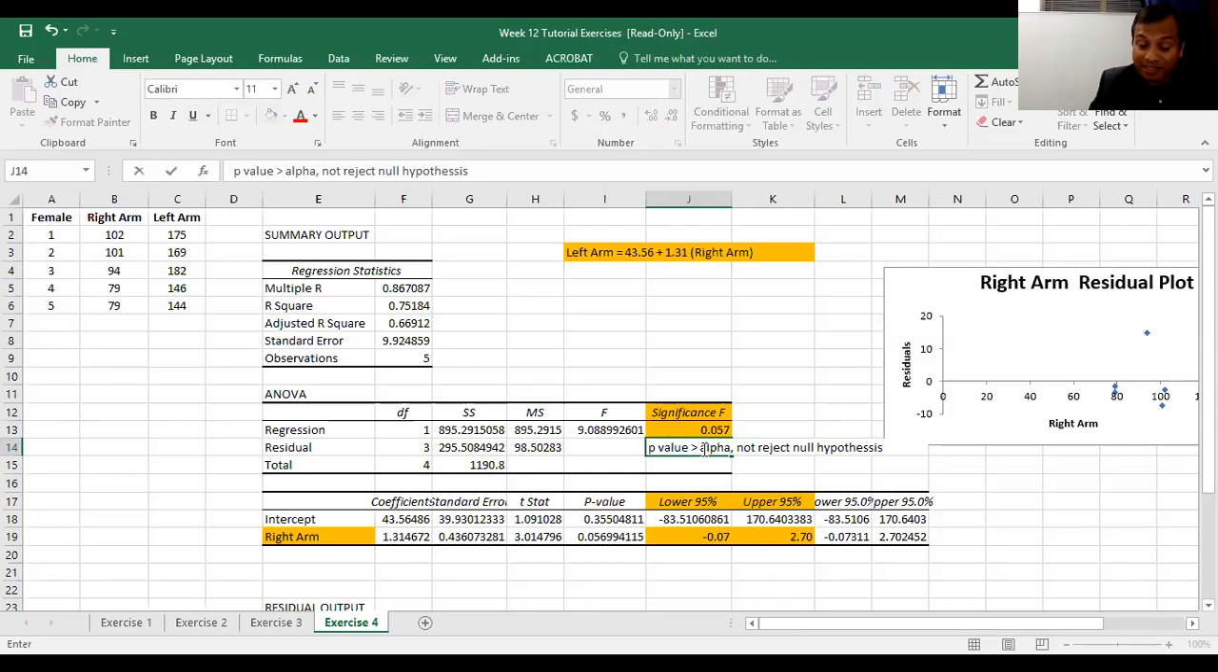What is the null hypothesis? There is no reliable, valid relationship. There is a relationship, but it's not reliable. Our decisions will not be based on this model because this model is not reliable. That means the chances of error could be high. So you should not go ahead with this prediction that left arm will lead to that. This is not a valid prediction.